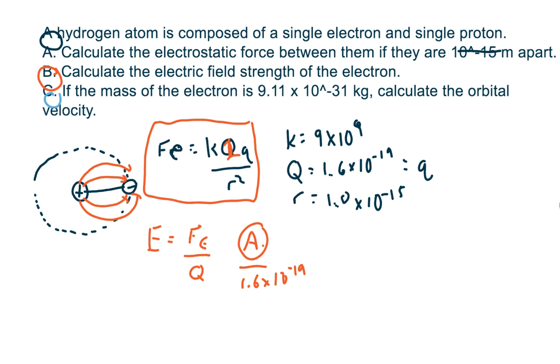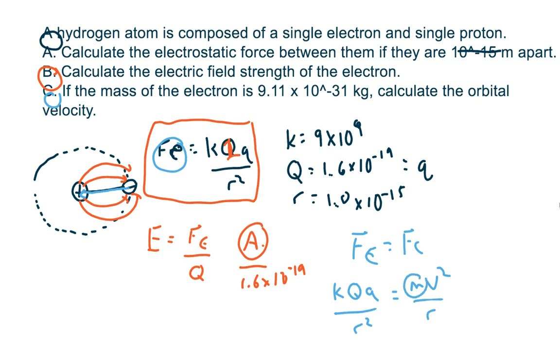Finally, question C. If the mass of the electron is 9.11 times 10 to the minus 31 kilograms, calculate orbital velocity. Well, the way you calculate orbital velocity is that this electron is being pulled inward with this force right here, and that electrostatic force is providing a centripetal force on the electron. So basically, we have KQQ over R squared is going to equal mv squared over R. Now you can simplify this a little bit. At least one of the R's cancels out.